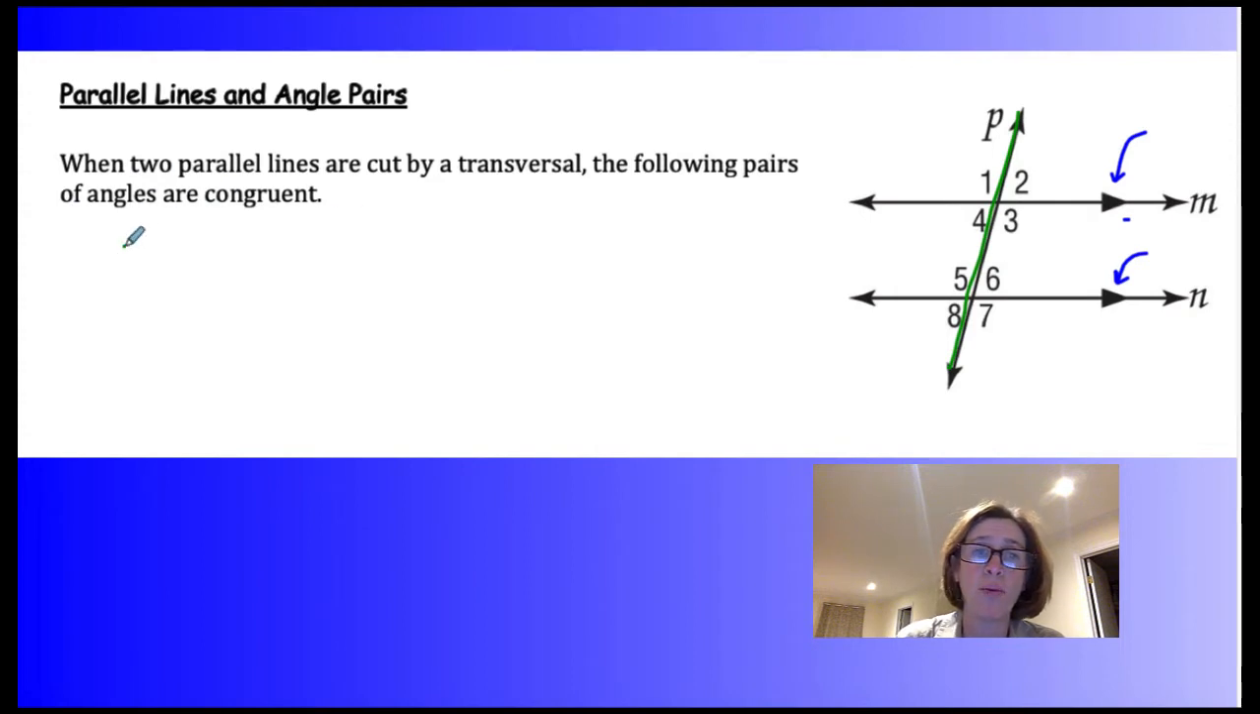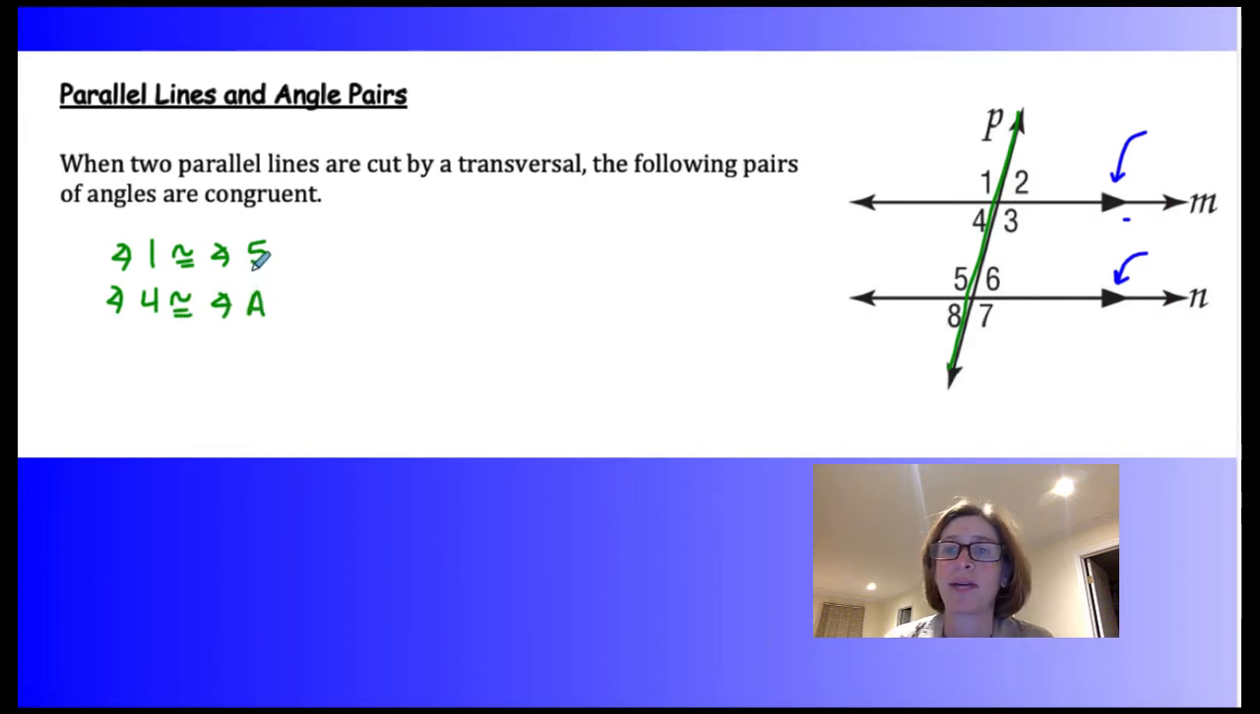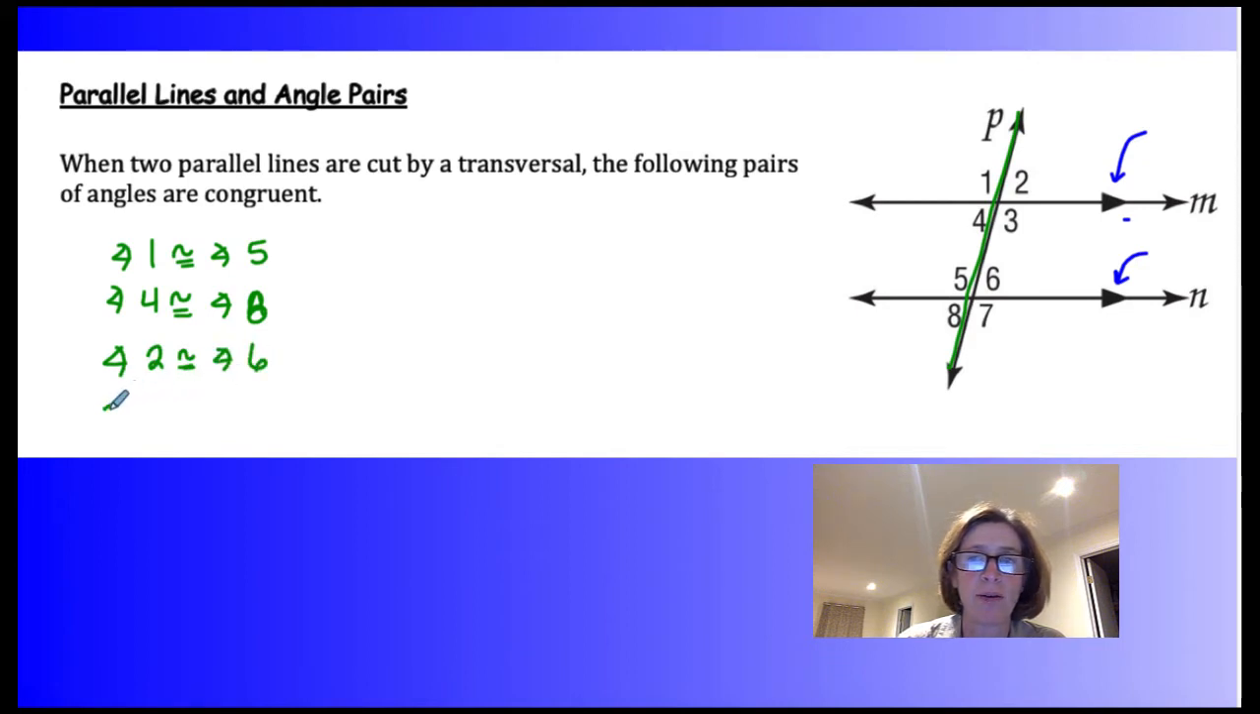Okay, so angle 1 is congruent to angle 5 because they're corresponding angles. Angle 4 is congruent to angle 8 because they're corresponding angles. They're in the same corresponding location relative to the transversal. And then angle 2 is congruent to angle 6. Angle 3 is congruent to angle 7. Those are all corresponding angles.